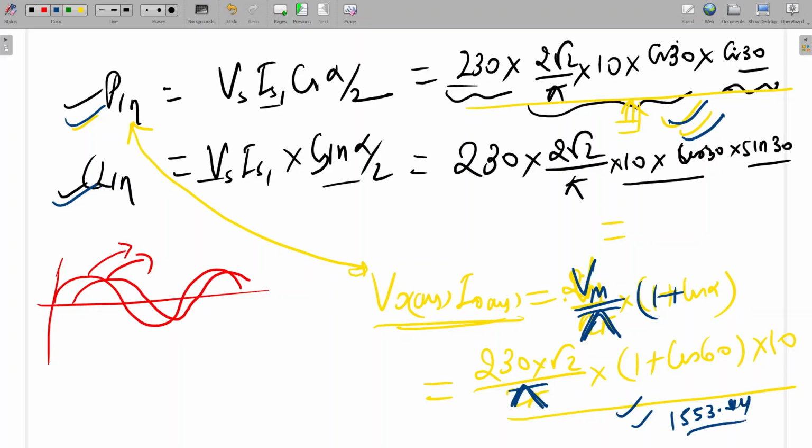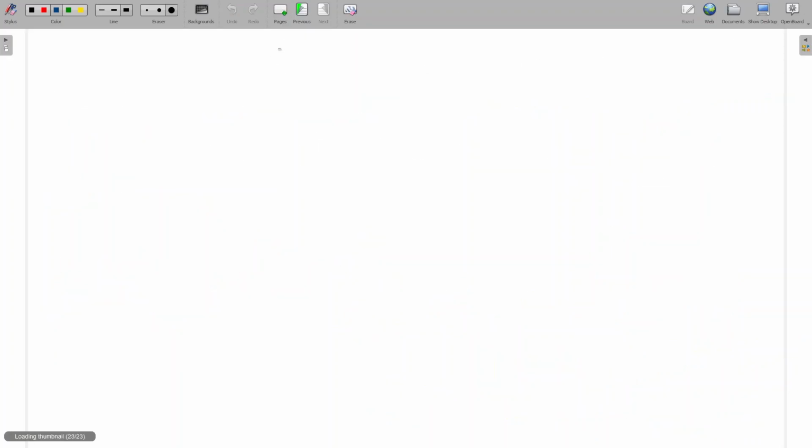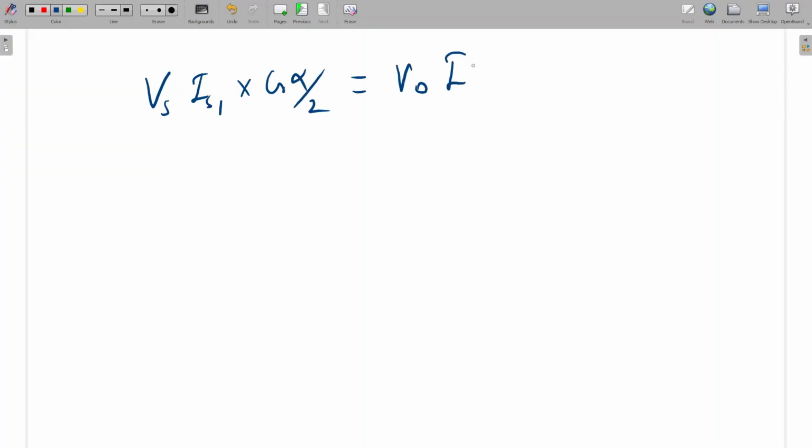Okay, if they are asking what will be the real power and reactive power, sometimes we can calculate with the fundamental also. Directly we can; whatever is easiest as per the data given, you can use that. Is it clear to all? So that's why input real power should be equal to output real power. And that source current formula we can derive with this one also: Vs into Is1 into cos alpha by 2 should be equal to V naught I naught.